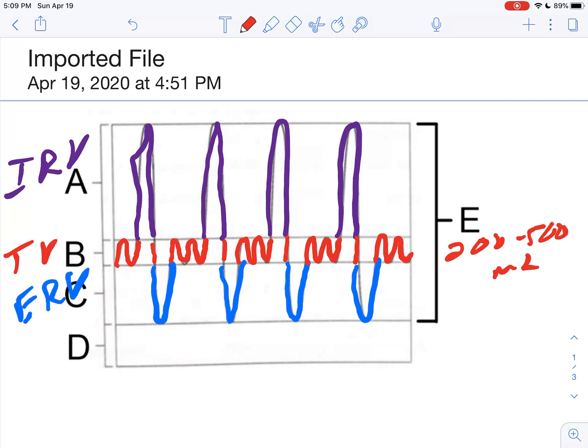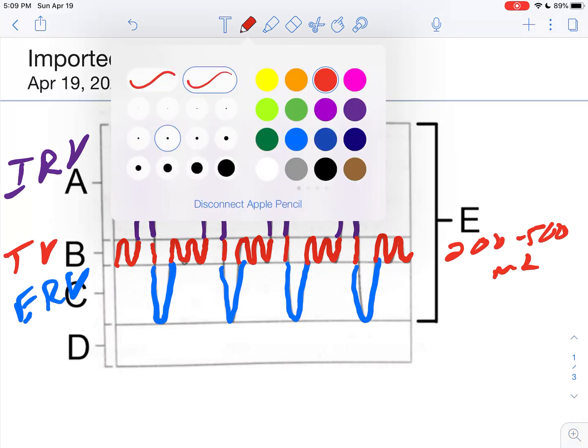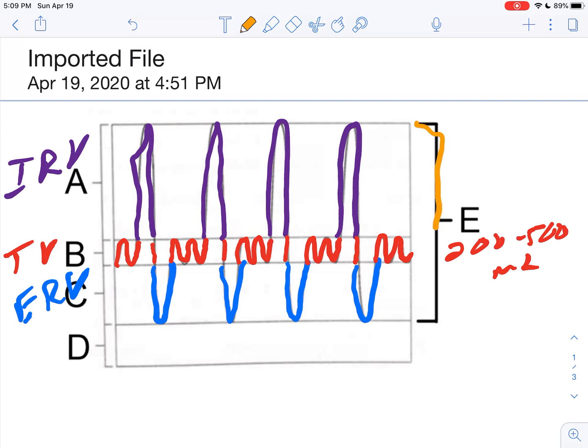questions that deal with, you know, what is showing A, what is B, what is C. E is going to be everything together, full inhale, full exhale. That is going to be your vital capacity. Okay, that is a tidal volume plus an IRV plus an ERV all together, giving you your vital capacity.